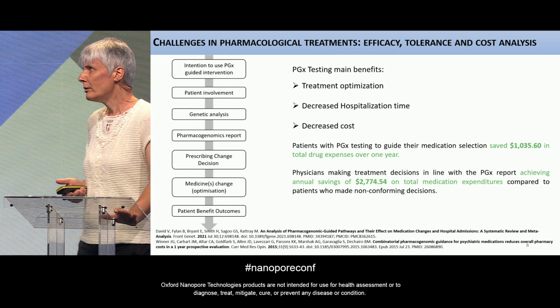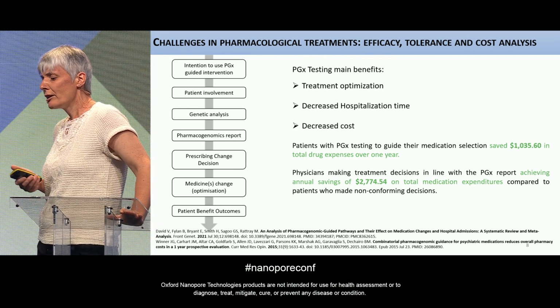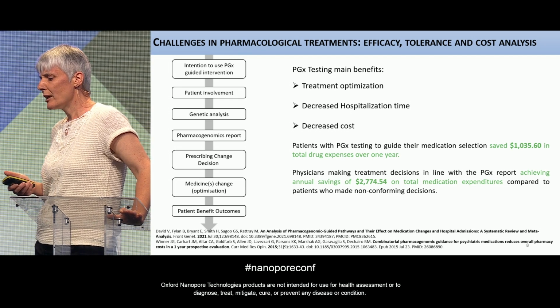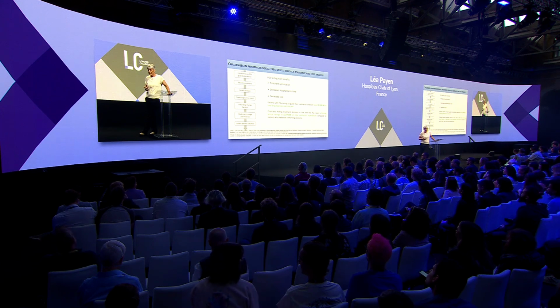So why do we need this work? Just because several publications have demonstrated that pharmacogenomic testing may bring some benefit. It enables us to optimize treatments. It decreases hospitalization time for our patients and saves money. Patients with pharmacogenetic testing to guide their medication selection save money in our experience, especially for chronic diseases like in psychiatry.